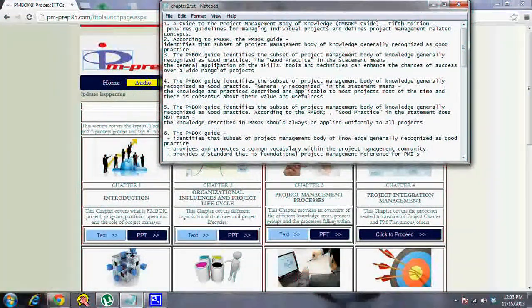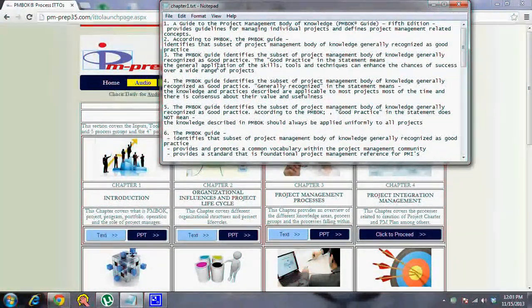The good practice in the statement means the general application of the skills, tools and techniques can enhance the chances of success over a wide range of projects. So it's a wide range of projects. They don't state all projects, again, because it needs some sort of discretion or intervention by the project manager, understanding by the project manager and applying to the situation. So that's where the project manager's role is really important. These are just guidelines for a project manager to use whenever required.